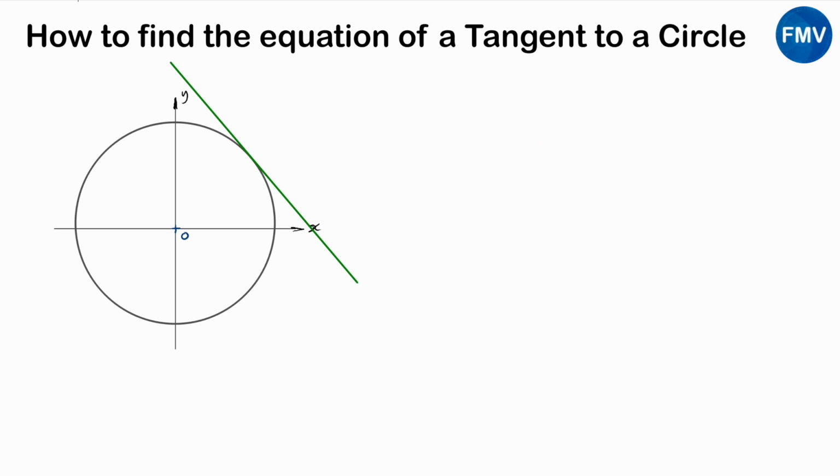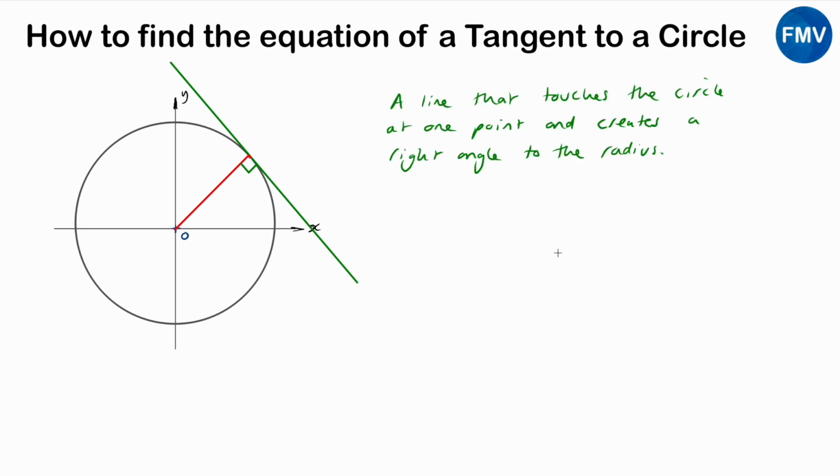So let's explain a tangent. A tangent is a line that touches a circle at exactly one point, and it creates a right angle between the line and the radius. So here's our line. It is touching the circle at one point there. And if I draw the radius in at that point, it will create a right angle here. So to recap, the tangent is a line that touches a circle at one point and creates a 90-degree angle to the radius.